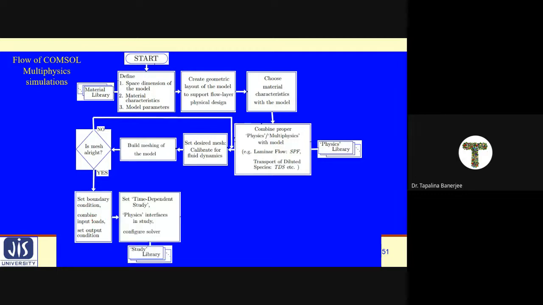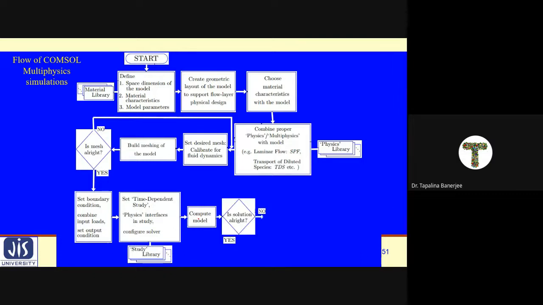Next, we need to set the time-dependent study, and in parallel we need to configure the solver. The physics interface in the study is also a main concern at this stage, and all these things are possible using the study library. After that, we need to compute the model.